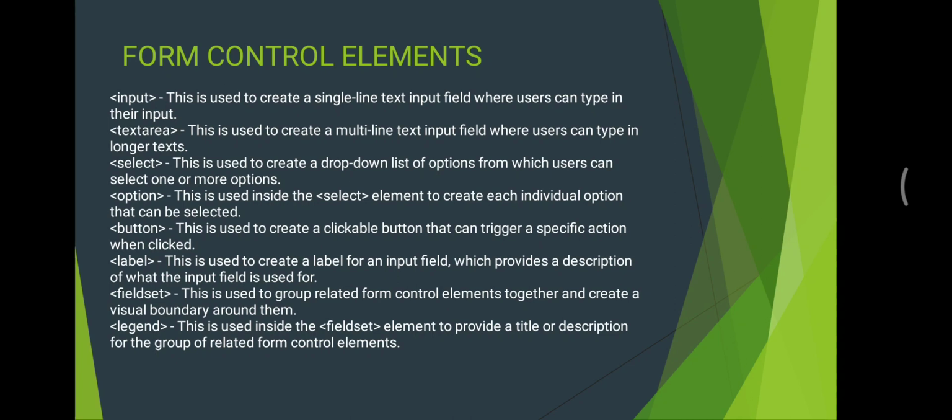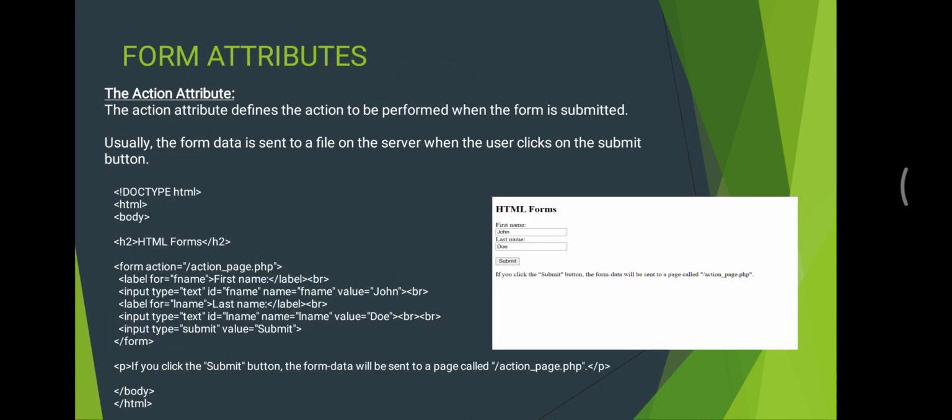And label. This is used to create a label for any input field, which provides a description of what the input field is used for. When you go somewhere, there will be something like your advantages, disadvantages, or a brief explanation. Those contents are called label tags. The fieldset tag is used to group related form elements together and create a visual boundary around them. Then field set and legend. The legend tag is used inside a fieldset element to provide a title or description for the group of related form elements.